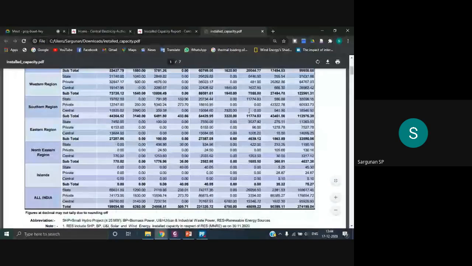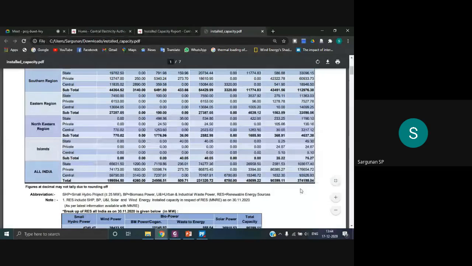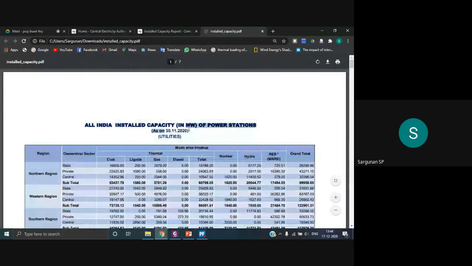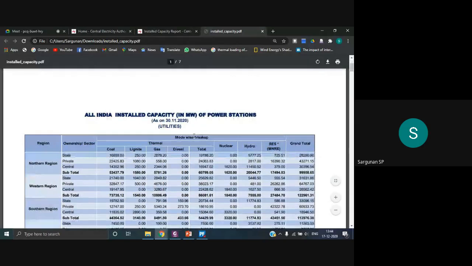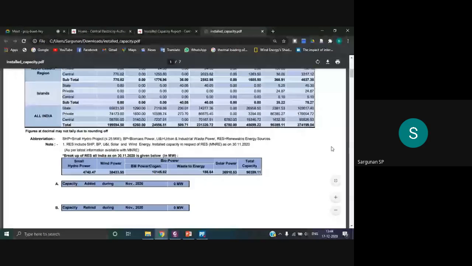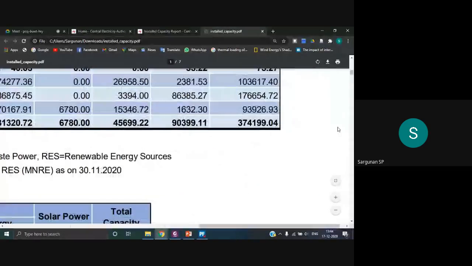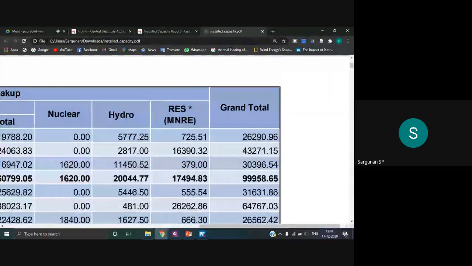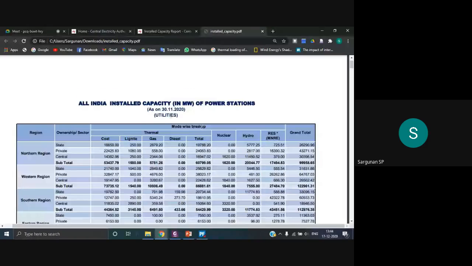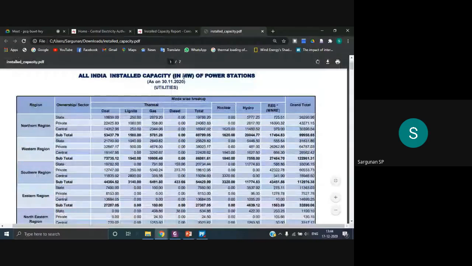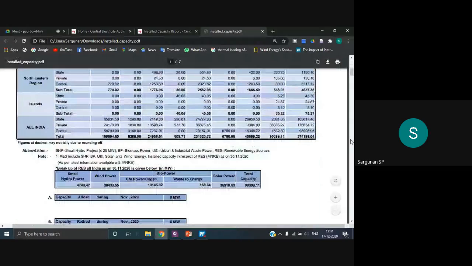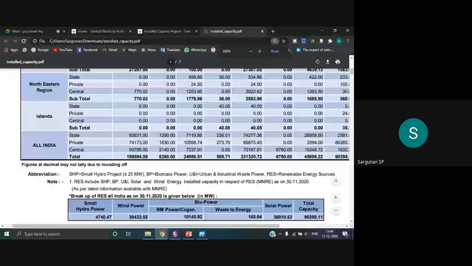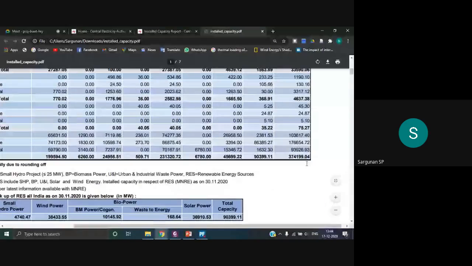Okay. So as far as the previous month, this is as on 30/11/2020. Here you can see the total installed capacity is around 374 gigawatt. Here it is given in megawatt, all the capacity is given in megawatt. So the total installed capacity as of the previous month is around 374 gigawatt.